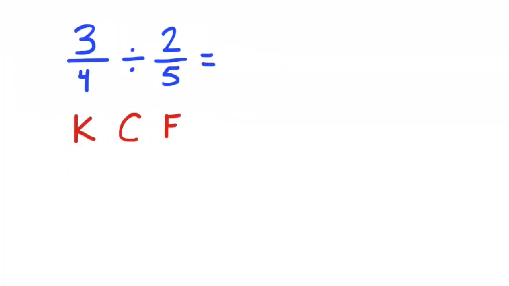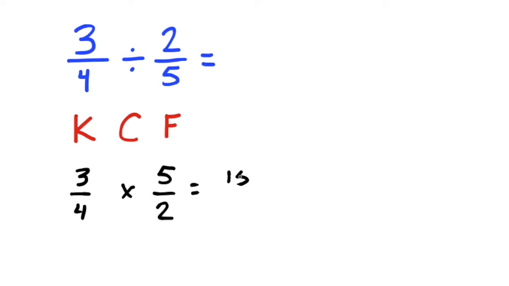Let me show you. When we divide with fractions, the easiest method to use is the keep, change, flip method. So for this example, we have 3/4 divided by 2/5. So we're going to keep the first fraction the same, 3/4. Then we change, which is the C, dividing to multiplying. And finally, we're going to flip the last fraction, making 2/5 5/2. And then we can simply multiply.